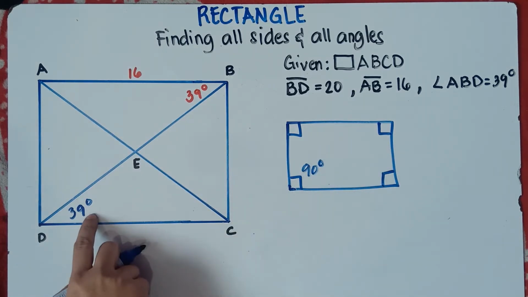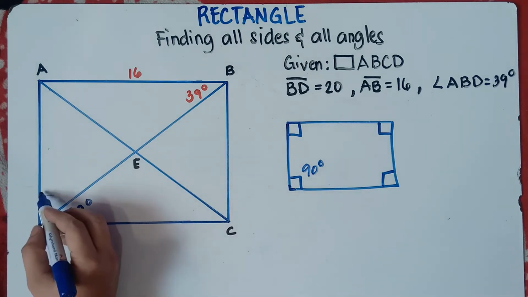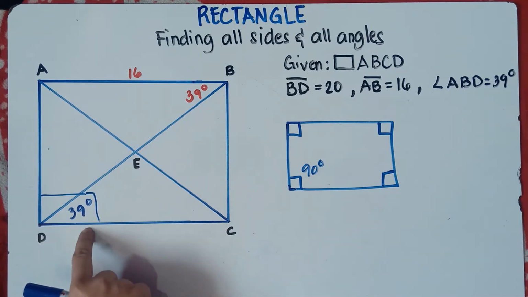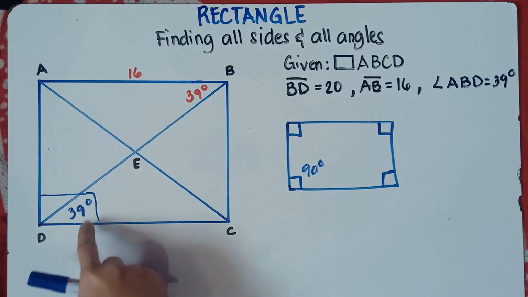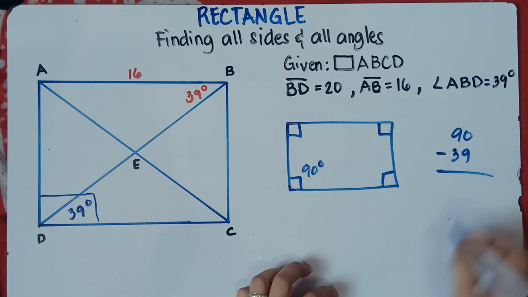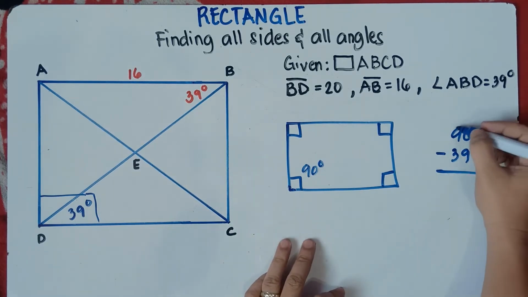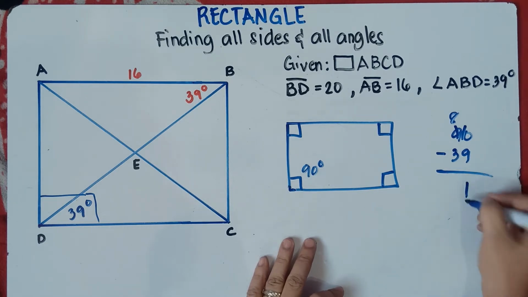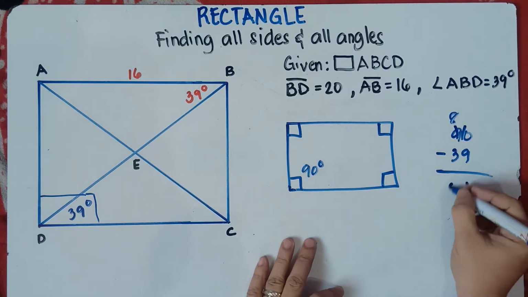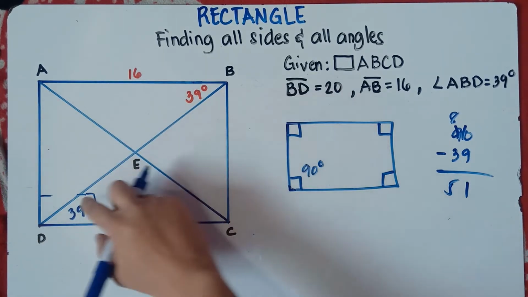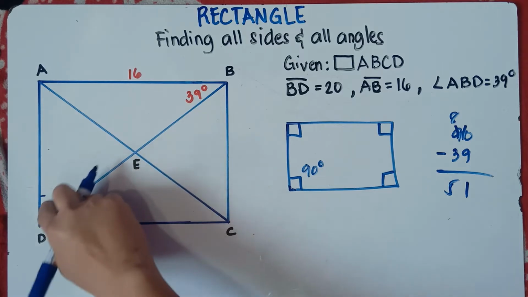So if this is 39, we subtract this 39 from 90, because this angle right here will be exactly 90 degrees and we already have 39. So that would be 90 minus 39. 0 minus 9 cannot be, borrow 1. This becomes 8, this becomes 10. 10 minus 9 is 1, 8 minus 3 is 5. So this will be 51 degrees. Angle ADB is 51 degrees.